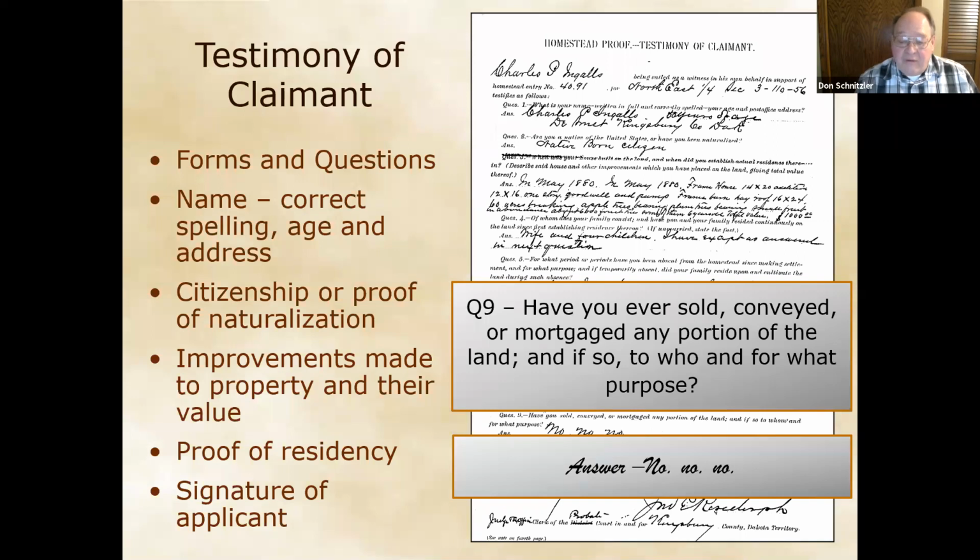And then the question about, have you sold, conveyed, mortgaged any portion of this land? Again, the intent here is to make sure that they don't have someone coming in, claiming land, and then selling it to someone else right away, so it wouldn't be a legitimate homestead, actually, is what they're getting at. And in this case, Mr. Ingalls just said no, no, no. He was trying to say no, he didn't sell it, no, he didn't convey it, and no, he didn't mortgage it. Now, that was the first set of forms that was completed specifically by the claimant.